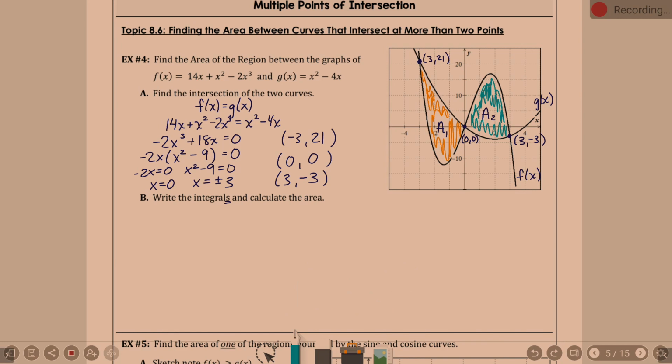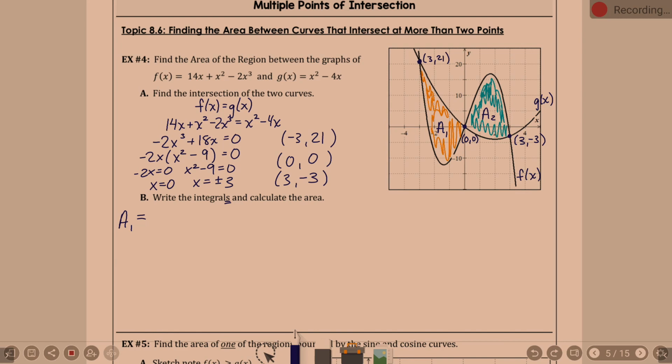And unfortunately, they're not symmetric, are they? No. That would be too easy. And why would they? Let's start by finding A1.